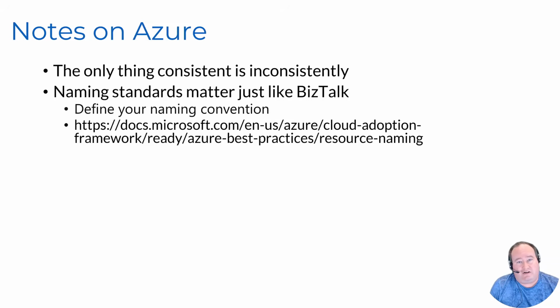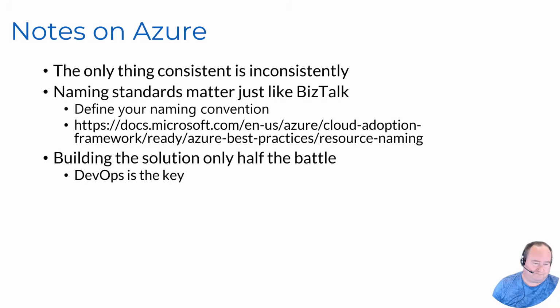Naming standards matter just as much in Azure as they did in BizTalk Server. For whatever reason, the names that you get in some of these windows are so tiny, just like BizTalk Server. So having a defined naming standard is important. Here's a link to one that Microsoft has come out with. There's several others out there. The only wrong naming standard, in my opinion, is to not have one. So come up with a naming standard and try to follow it through. That said, when I do demos in some of my other videos, I'm not very good at following a defined naming standard for my demos. So I should just embed that and try to do that better.